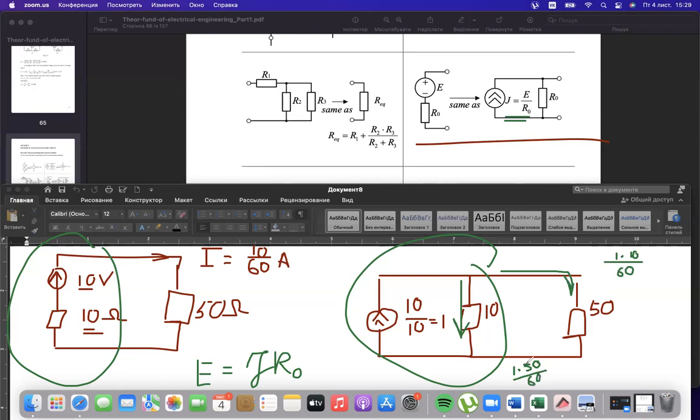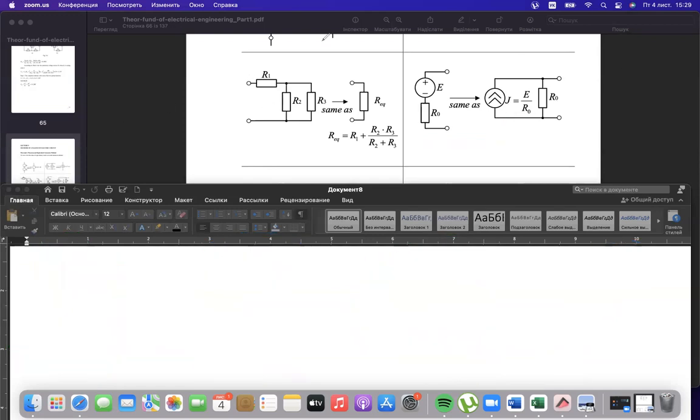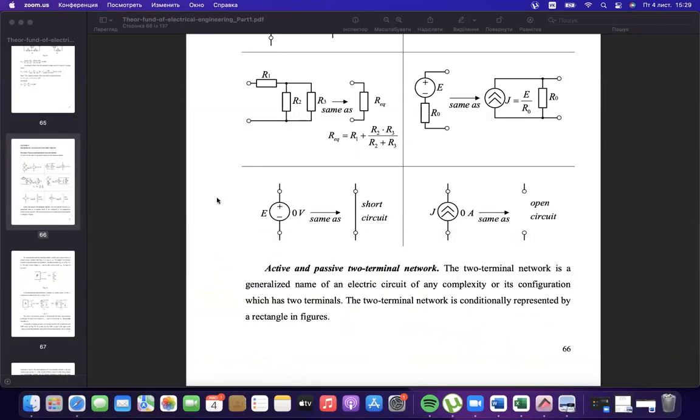1 over 6 and 5 over 6 in total will be 1. And as you see, you obtain the same current. Current in the load here 1 over 6, and current in the load here also 1 over 6. That means that this transformation is valid and everything could be done. Just one other type of transformation.